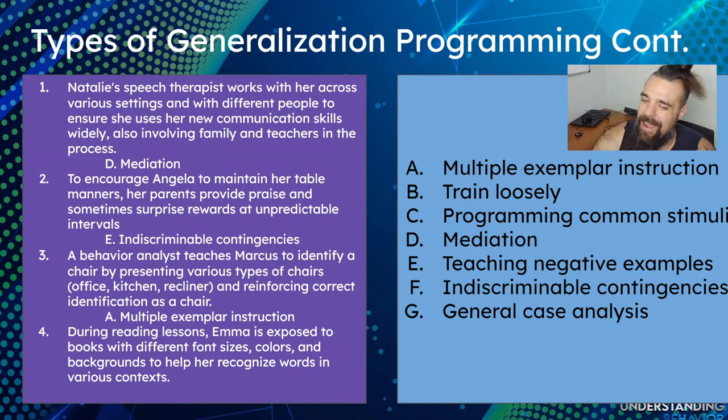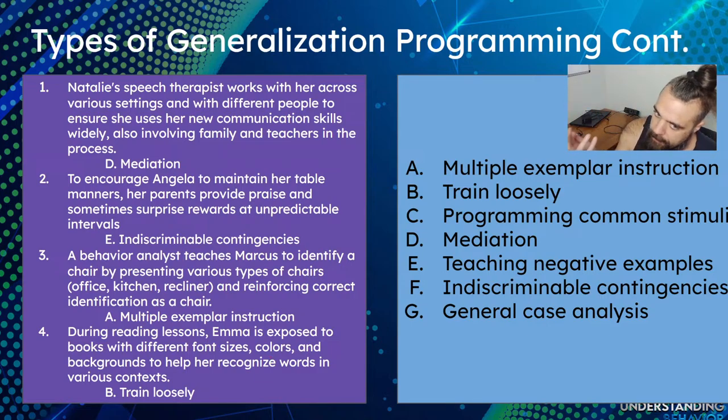All right, let's talk about it. This one is going to be B, training loosely. So again, this is varying up some of the less relevant or less critical features of reading in our examples. So we're varying up the sizes and colors. The words are still all the same. The letters and the words are the most relevant things. If we're talking about the variation of the stories, then that'd be more like A. But since we're just talking about the irrelevant context of reading, this is more B, training loosely.